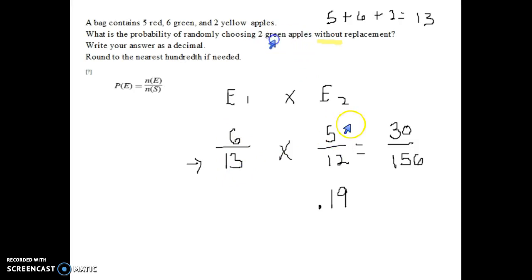All right, now our second event, we want another green apple. But we didn't put that green apple back. We gave it to somebody or we ate it. So now we have to subtract, right? We only have 12 apples and now we only have 5 green apples. So 5 over 12 is the probability of our second event. When we multiply these, we get 30 over 156. When we divide that, 30 divided by 156, we get 0.19 as our answer in hundredths. So all you have to do in the box is put 0.19. Don't put the work unless it's a constructed response, or else it'll mark it wrong.